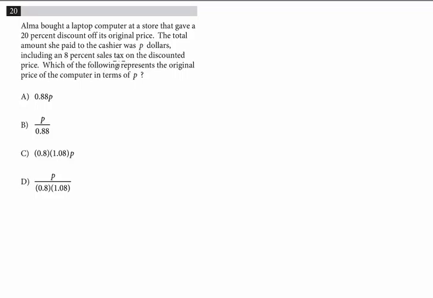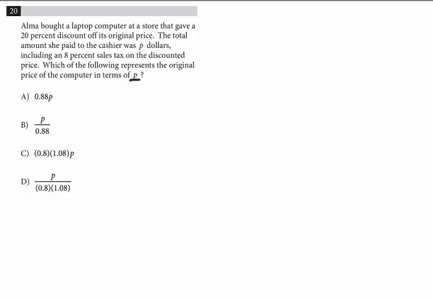In this lesson, we'll review a problem-solving and data analysis question, and calculator is permitted. Question 20. Alma bought a laptop computer at a store that gave a 20% discount off its original price. The total amount she paid to the cashier was P dollars, including an 8% sales tax on the discounted price. Which of the following represents the original price of the computer in terms of P?